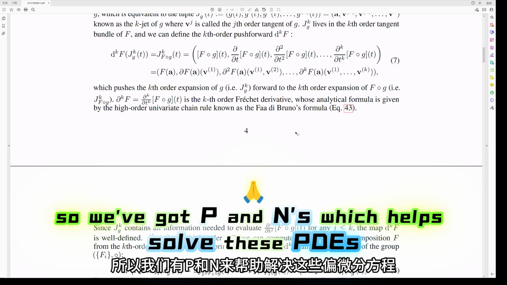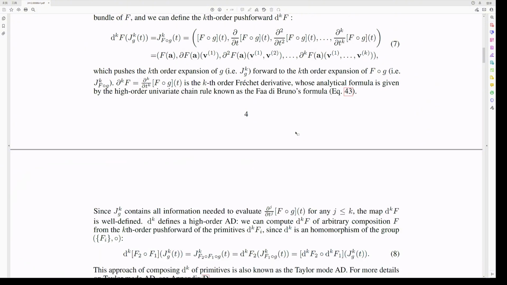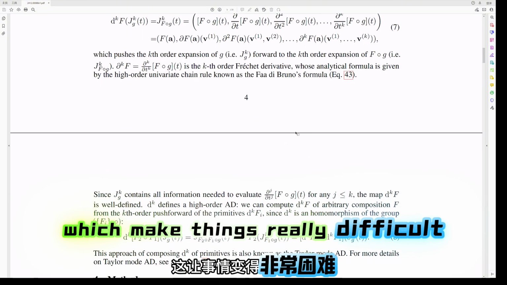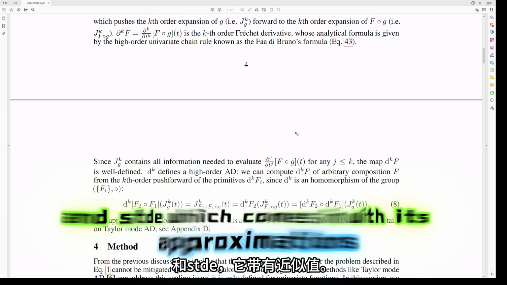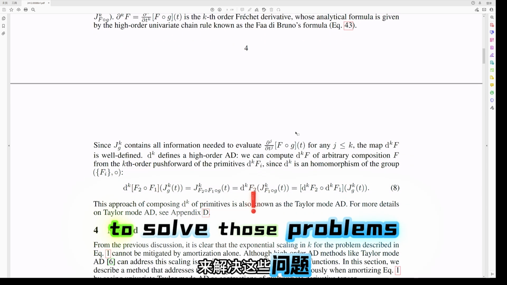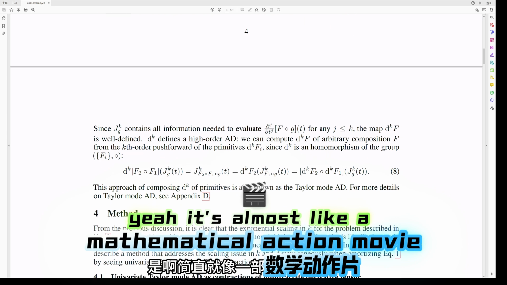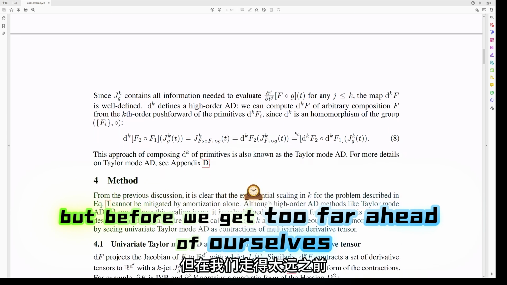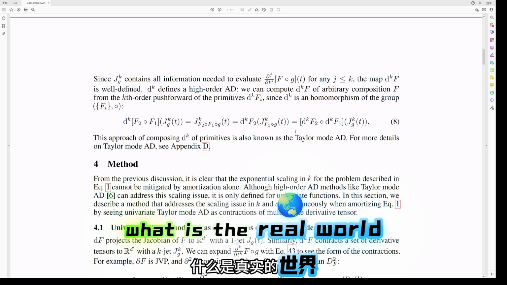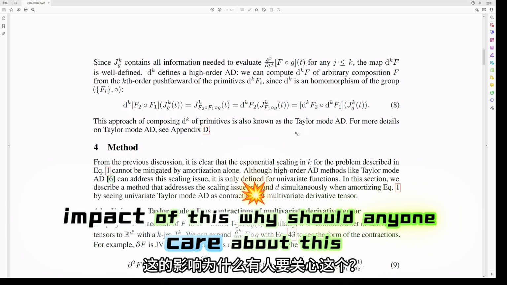So we've got PINNs, which help solve these PDEs, high-order derivatives, which make things really difficult, and STDE, which comes in with its approximations and its random jets to solve those problems. It's almost like a mathematical action movie. I like that analogy. But before we get too far ahead of ourselves, what is the real-world impact of this? Why should anyone care about this?